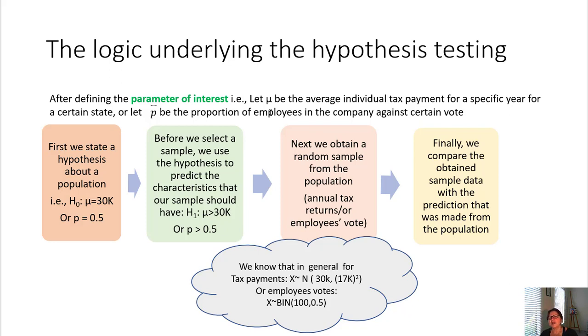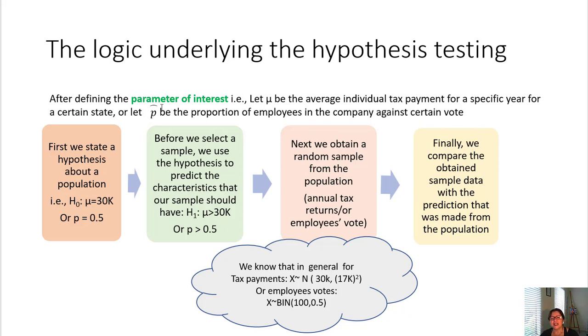Or if I'm talking about the individual tax payment for a specific year for a certain state, then I say let mu be the average tax payment for that state. If I'm talking about the proportion, for example, the proportion of employees in a company against a certain vote, then I'm talking about P. And here it should not be P hat, it should be P, because I'm talking about the population parameter P. And then P hat would be the sample proportion we take.